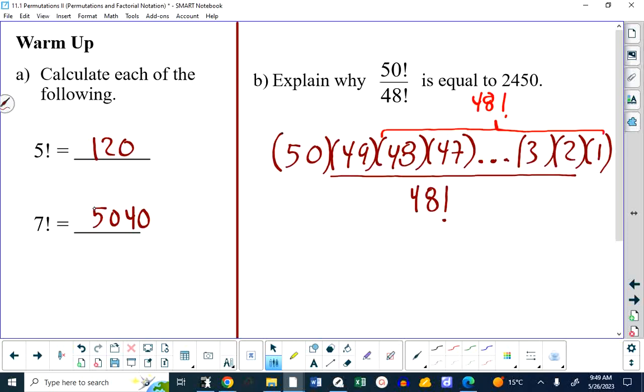So it cancels. That's what I've been trying to impress on you whenever we talk about rational expressions. You factor and cancel. You can only cancel things that are factors. So this cancels with this, and you're left with 49 times 50. And if you multiply 49 times 50, I hope you're going to get 2450. Okay.